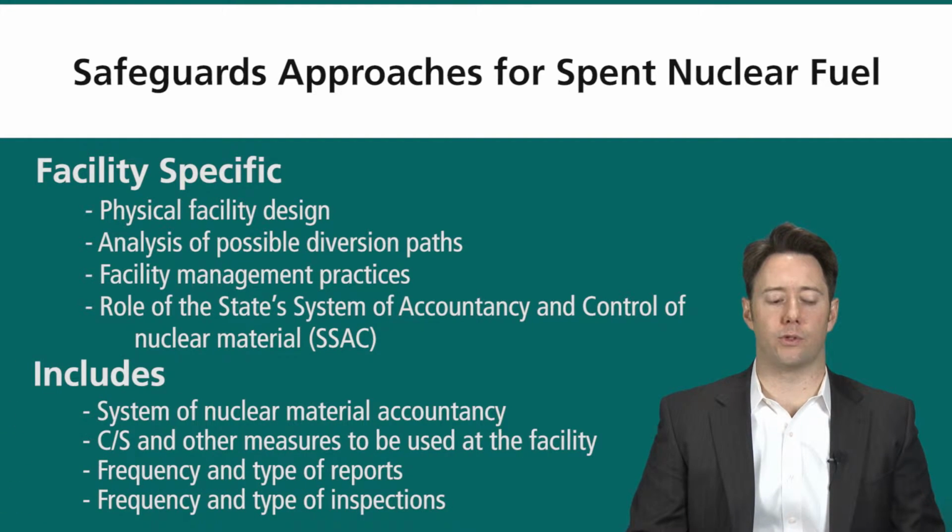The safeguards approach includes the system of nuclear material accountancy, containment and surveillance measures at the specific facility, the frequency and type of reports that are issued in accountancy reports, and the frequency and type of inspections that are done at the facility. All these things are facility specific.